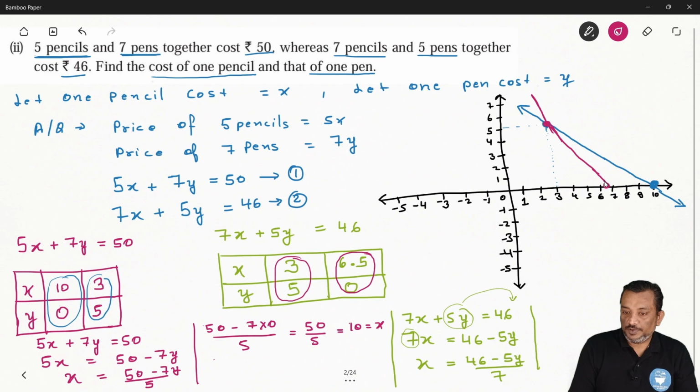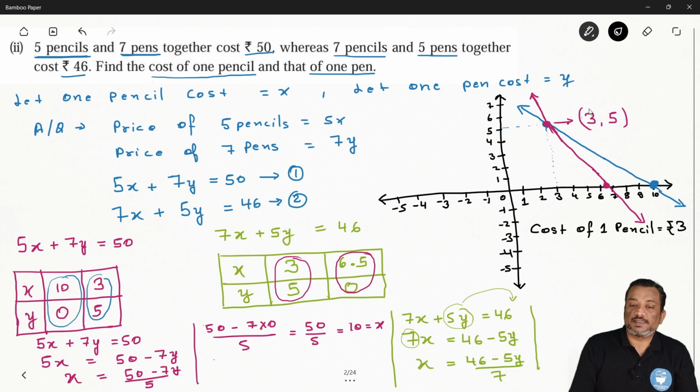Okay. So you will get lines like this. So you can say they are also intersecting each other. Which means this is the point, it is coming at 3, 5. X is 3, Y is 5. So based on the above, what have you taken as X? The cost of one pencil. Cost of one pencil is how much? 3 rupees. Okay, because आपका first coordinate x है यहाँ पे.